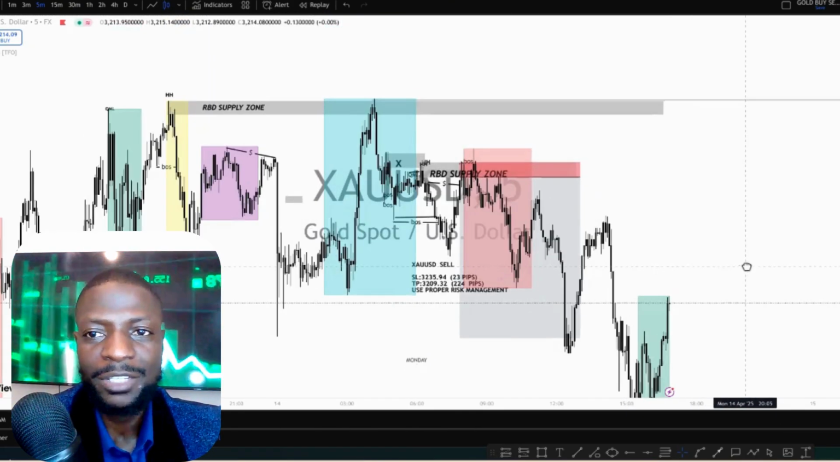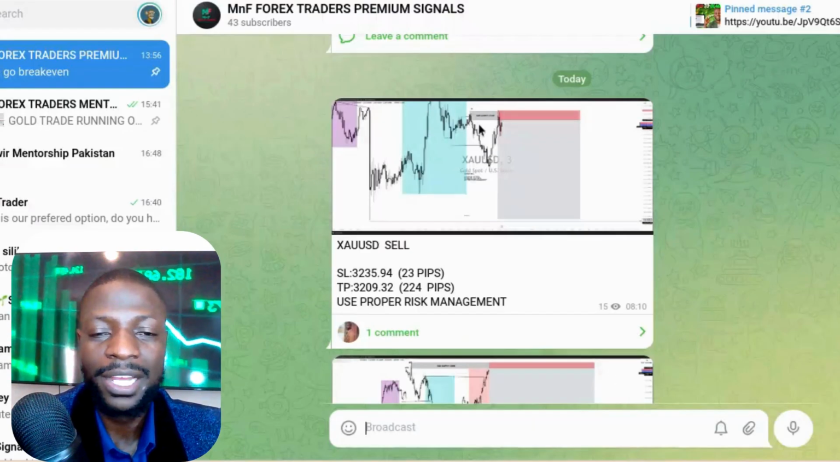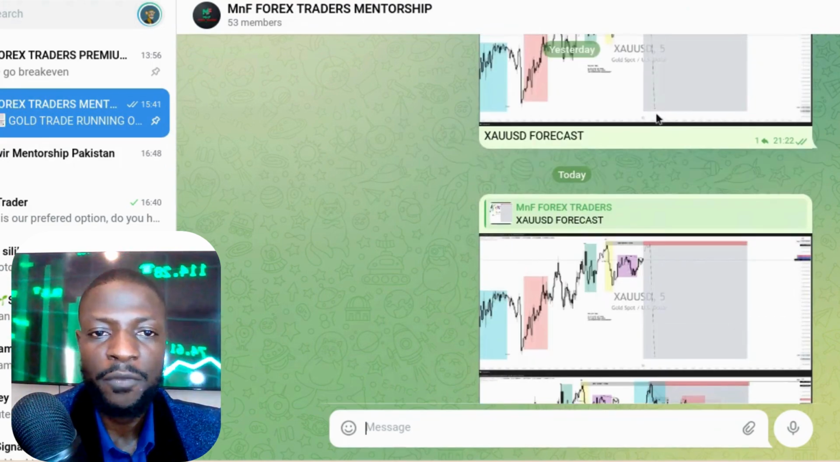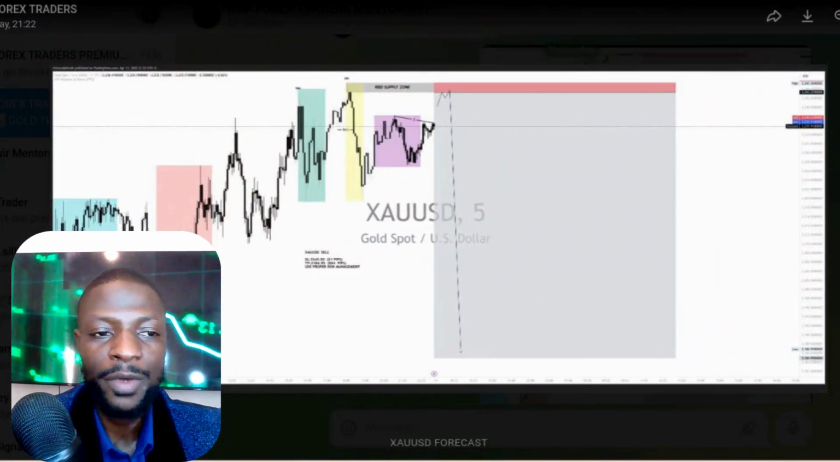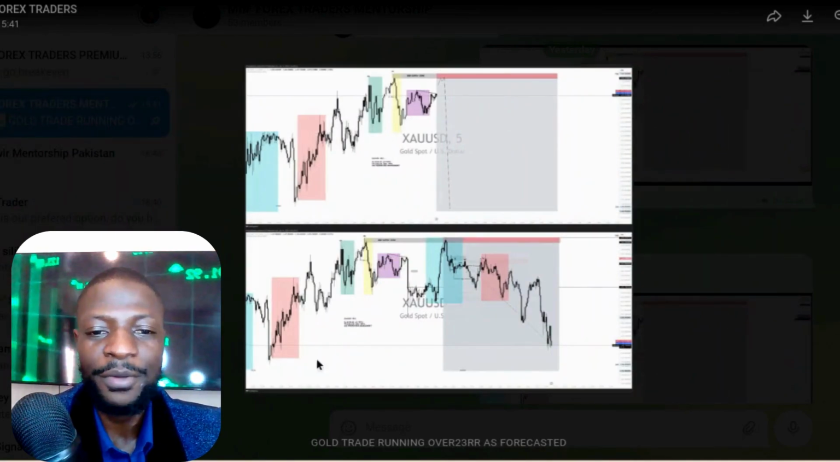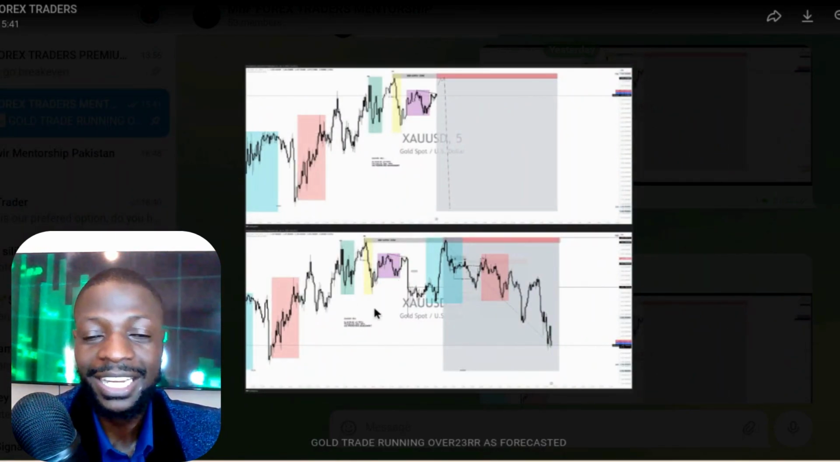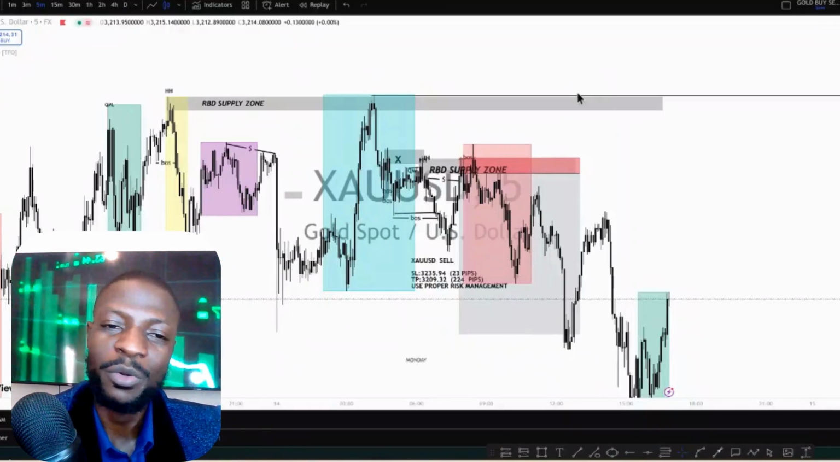And guess what? It ended up going exactly as I predicted with the forecast on the higher time frame right here. You remember my initial forecast was this level right here. So the market ended up coming all the way to this level, almost reaching the take profit that I had pointed out initially in the first trade. And this trade alone was about a 1:25 risk reward ratio.